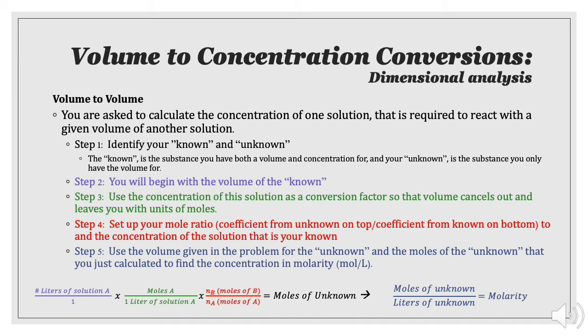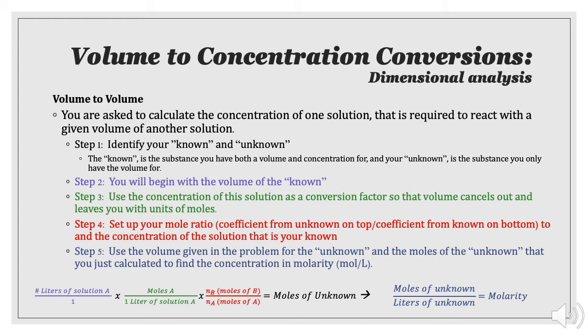So the known is going to be the substance that you have both a volume and a concentration for, and your unknown is going to be the substance that you only know the volume for in this case. Step 2, you're going to go ahead and start setting up your problem. So you want to begin with the volume of the known. So look down here, I've put liters of solution A. And then you want to multiply that in step 3 by the concentration of that solution. And you're using concentration as a conversion factor here. So you're setting it up so that liters of solution A will cancel out. And you'll be left in units of moles of A.